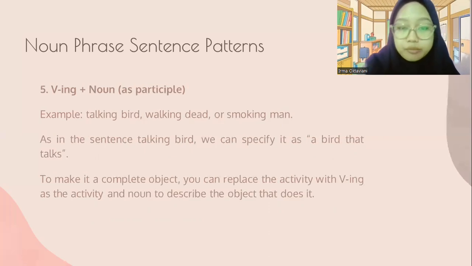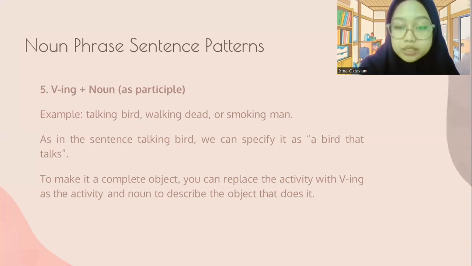And then the fifth is verb-ing plus noun as participle. In addition to nouns that can function as gerunds, nouns can also function as participles, or explanatory information using relative pronouns. Examples are talking bird, walking dead, and smoking man.